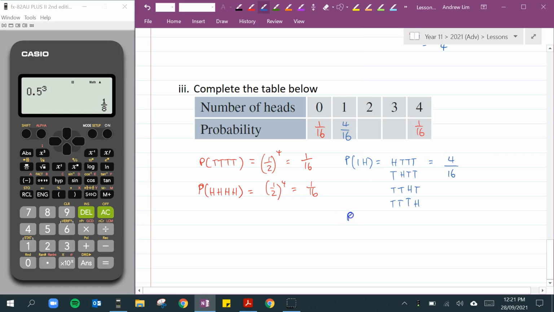Similarly, to get 3 heads means we must have had 1 tail. So we could have gotten 1 tail here and then 3 heads, or a head and then that 1 tail and then 2 heads, or 2 heads and then that 1 tail and then a head, or 3 heads in a row and then that 1 tail, which is also 4/16.